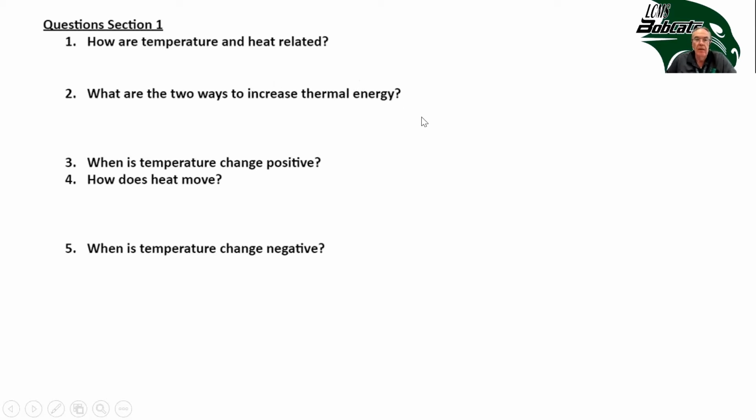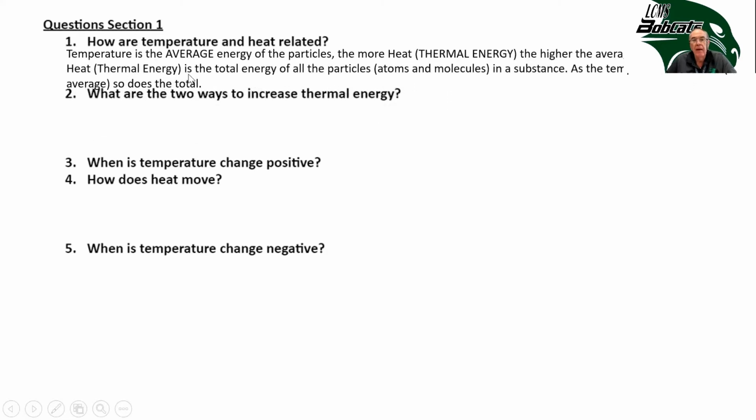Well, they both are measuring the motion of the particles in a substance. Temperature is the average energy of those particles, so it doesn't depend on how much of it there is. It's the average thermal energy, the average motion of the particles. So the more heat, the higher the average. If we raise the temperature of water from room temperature to boiling, the particles are going to have more thermal energy. They're going to have a higher average. So the total increases as the average increases.